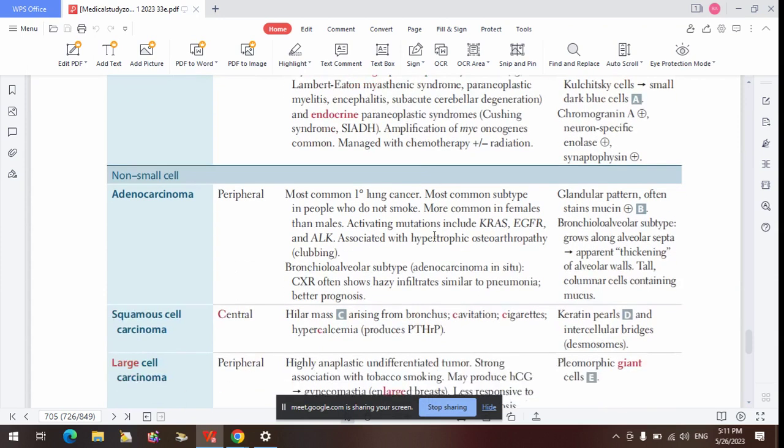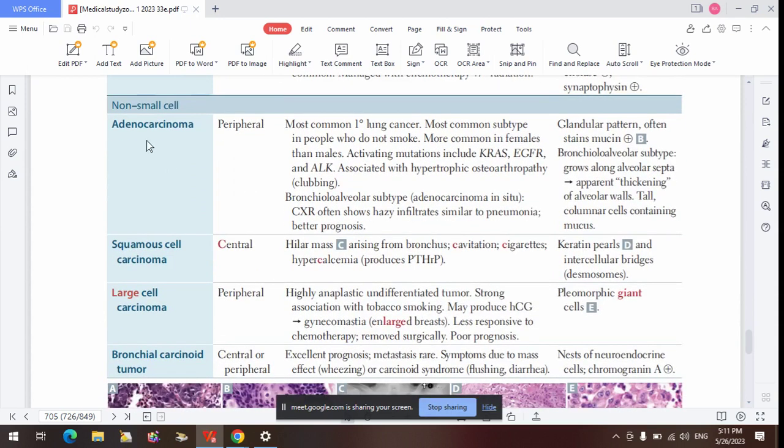Now the non-small cell. Adenocarcinoma is very interesting. It's one of the malignancies that is peripheral in location. It's actually the commonest, so don't be deceived by squamous or small cell that we commonly say. The commonest is actually adenocarcinoma.